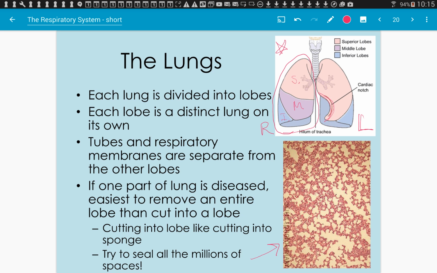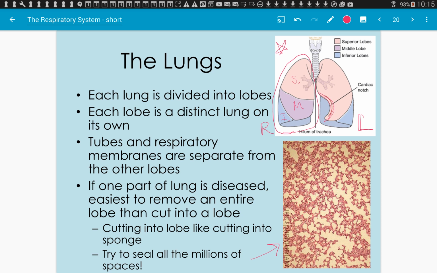And so those alveoli, if we look at a cross-section right here, it literally looks like you made a cross-section of a sponge. So you have a whole bunch of open spaces. So if you cut part of the lung off, how are you going to seal off all of those open spaces? You can't. It's impossible. So what happens is typically, if you have a diseased portion of the lung, you'll have to remove the whole lobe. Otherwise, you can't heal.